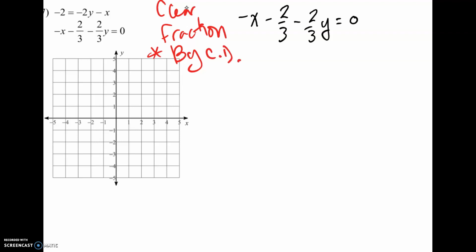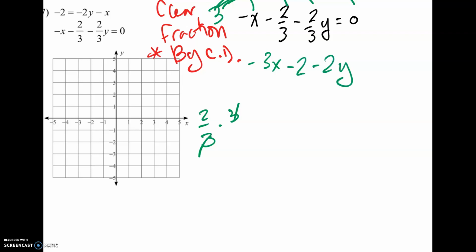So what I'm going to do is multiply, common denominator is 3 times every single term in the equation. So that gives me negative 3x minus, now what's 2/3 times 3? That cancels to just 2. So this is going to be minus 2, minus 2y equals 0. Now it's formatted easy enough to be able to solve for y. So I'm going to add 3x.